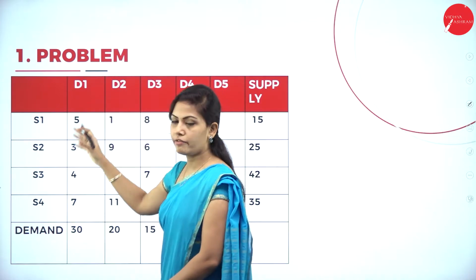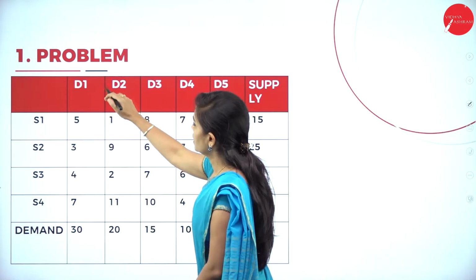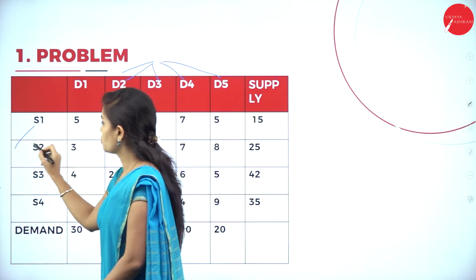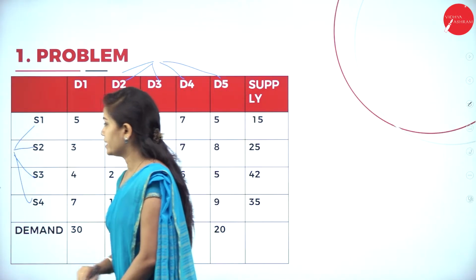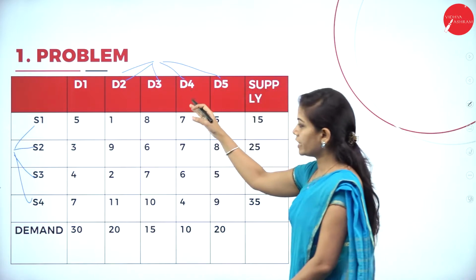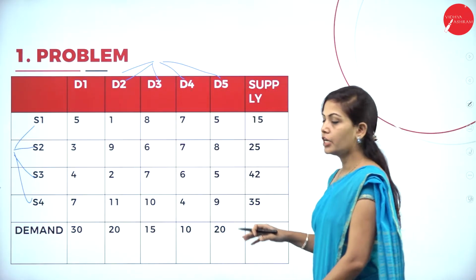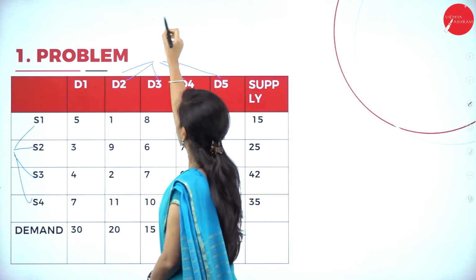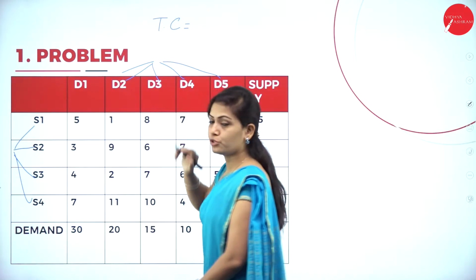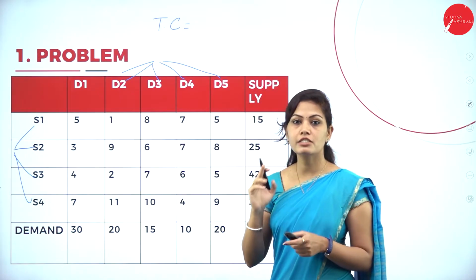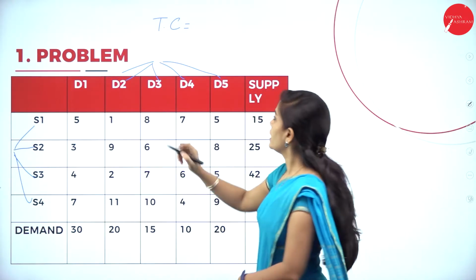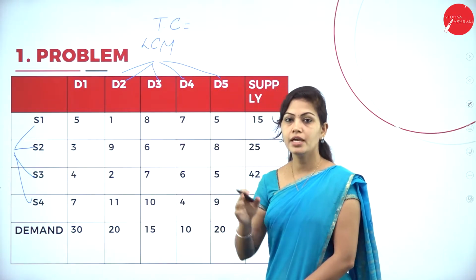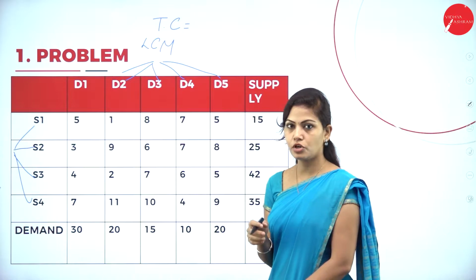So here you have a table, destination and source S1, S2, S3. We have destinations and source. Here you have to find the total transportation cost. Total transportation cost you have to find using the least cost method.